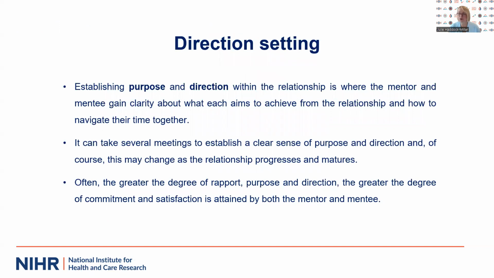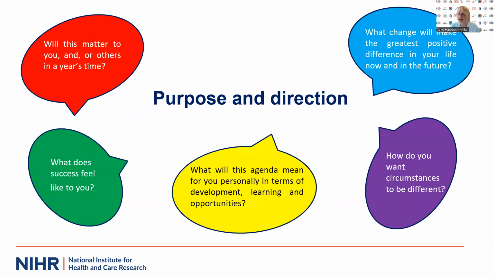Direction setting, again, important in the early stage of the mentoring relationship, where the mentor and the mentee gain clarity about what each aims to achieve in the relationship, how you navigate and use your time together. And this might take several meetings. It might not be clear in the first meeting. I've just inserted here some questions to support with purpose and direction. Of course, there are many that you may ask in this area. So, for example, what does success feel like to you? How might you want your circumstances to be different?